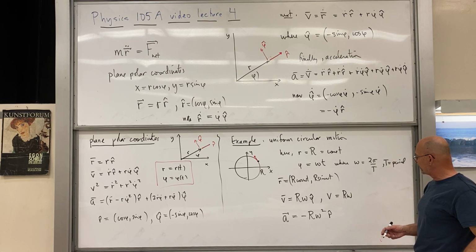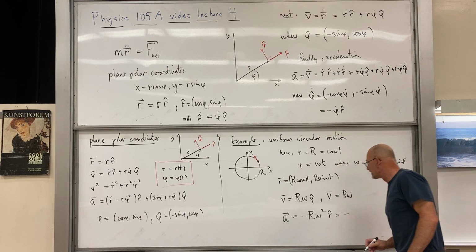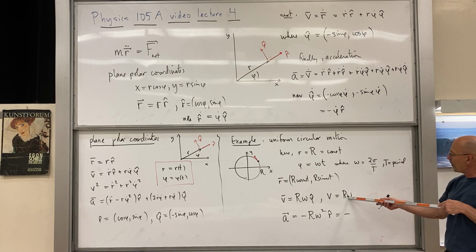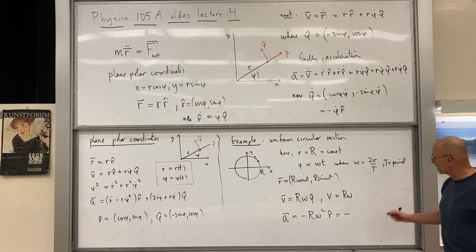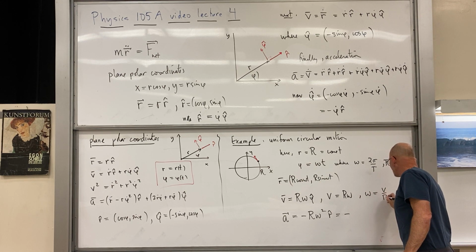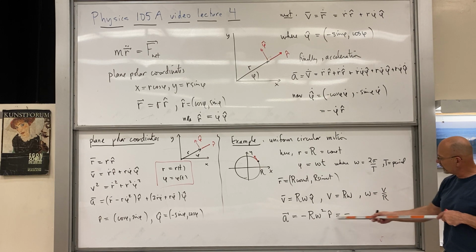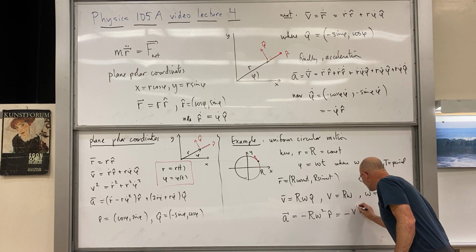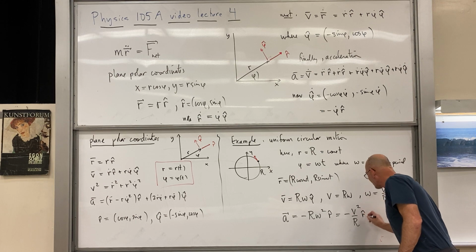So let's take that one step further. We have minus, now we've got the R, but the omega can be expressed as V divided by R. I'll go ahead and put that here as well. V divided by R. So when we square it, we have V squared over R squared times R. This is the minus V squared over R hat.